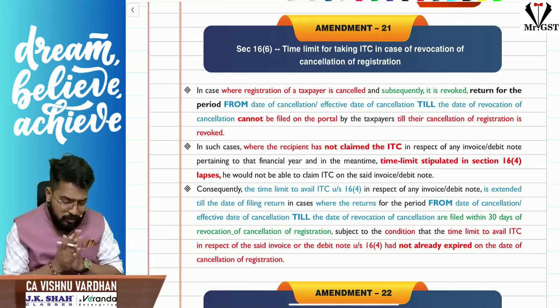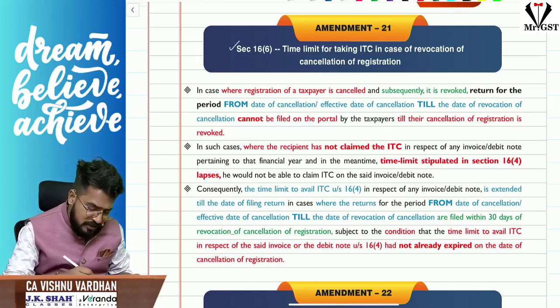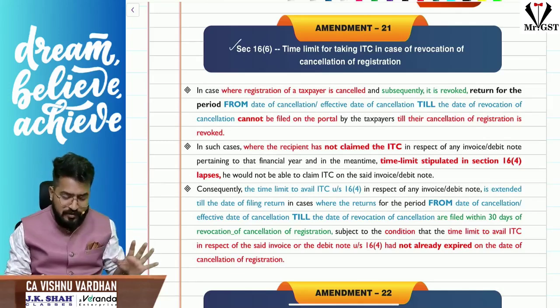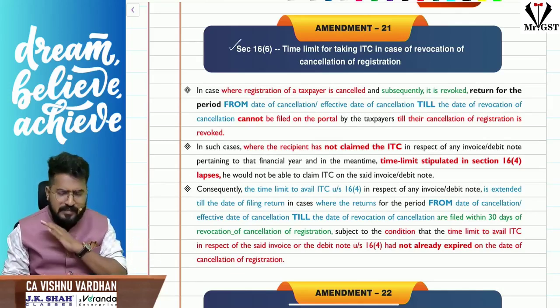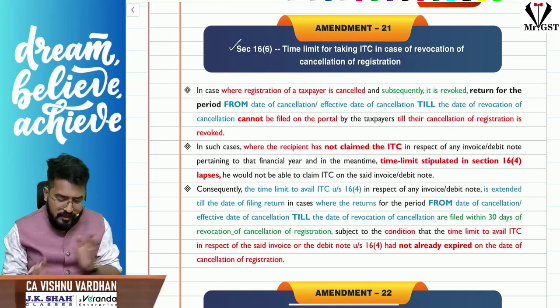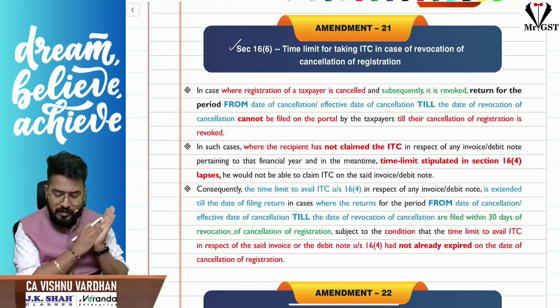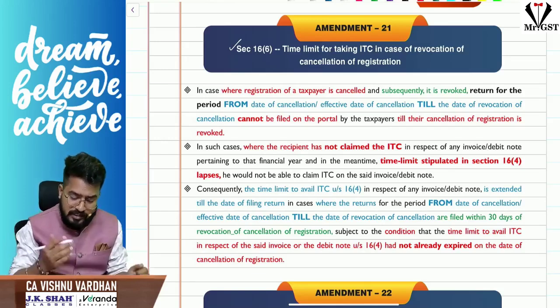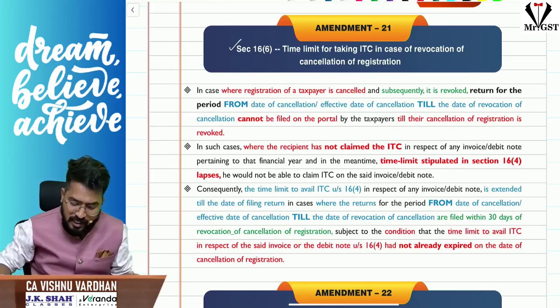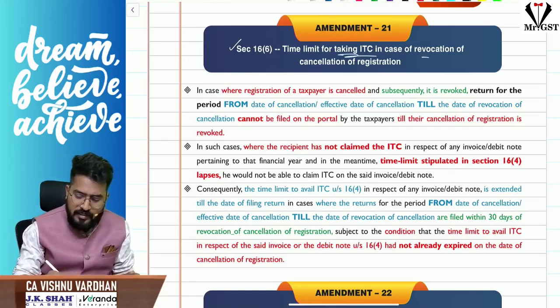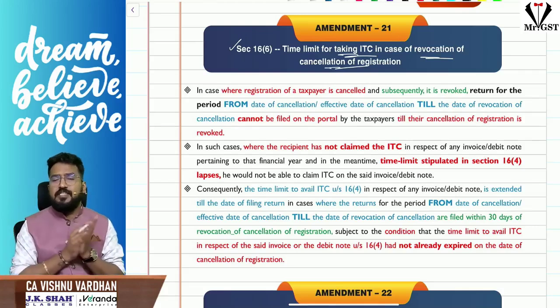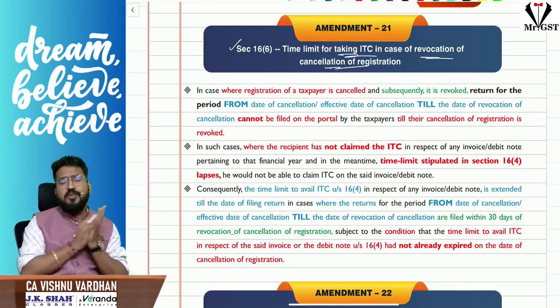Now let us move on to the new one, 16 subsection 6, actually a very interesting provision, and I am going to simplify it in such a way that you will definitely love this explanation from me, right? 16 subsection 6. What is 16 subsection 6? Time limit for taking ITC in case of revocation of cancellation of registration. Please understand, sir, what this is all about.